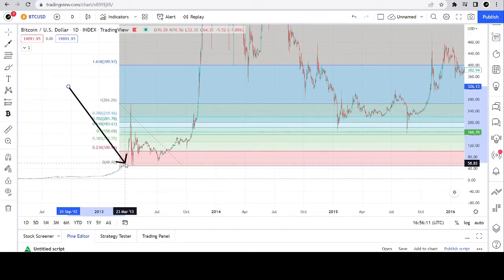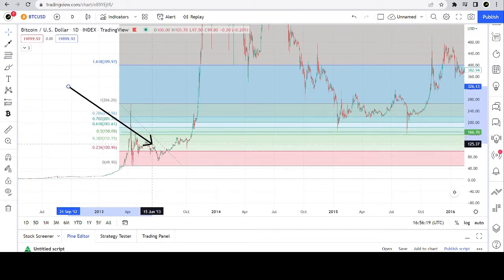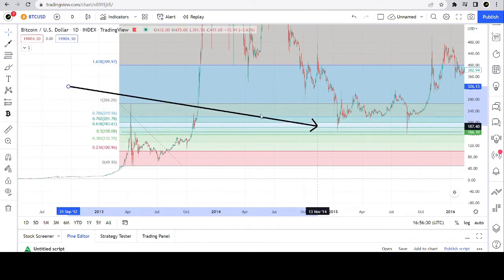So in Bitcoin corrections, I talk about this in my previous videos. You can go back and watch them. Bitcoin does 3 bounces, 1, 2, 3, to a capitulation point. So on the first of the 3 bounces after the initial peak, it basically bottoms out right there.